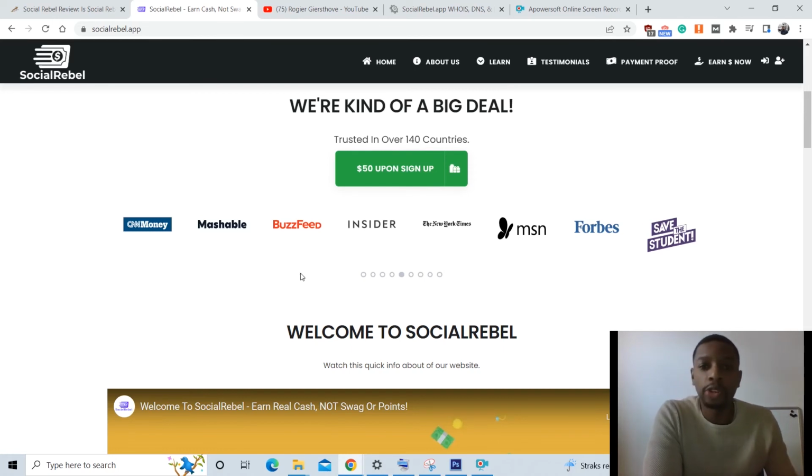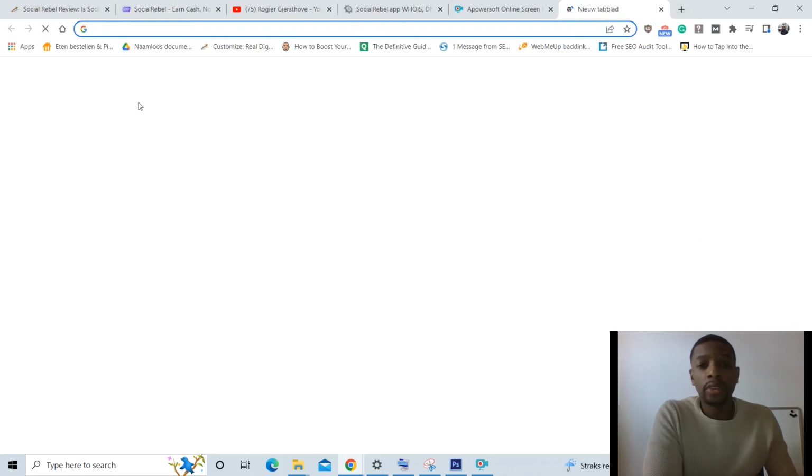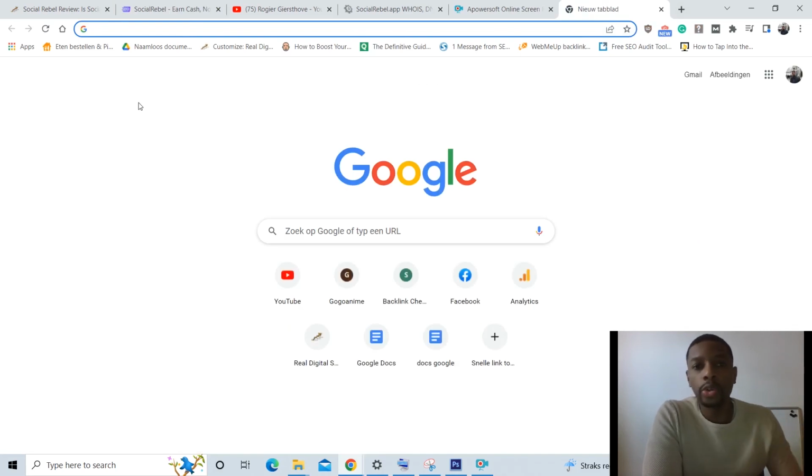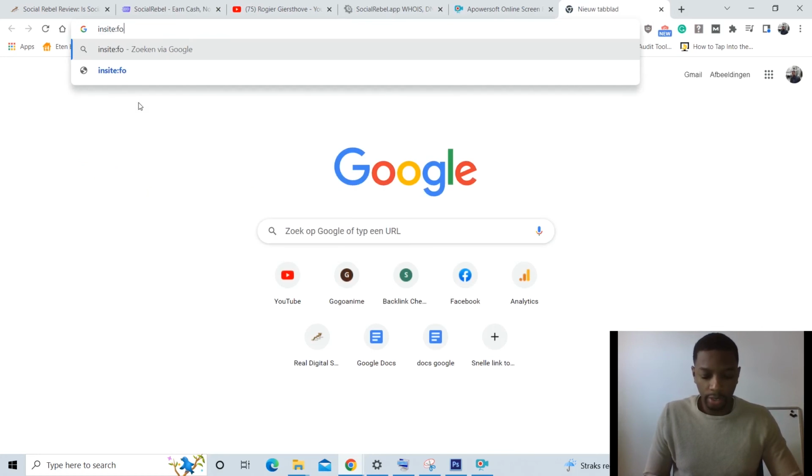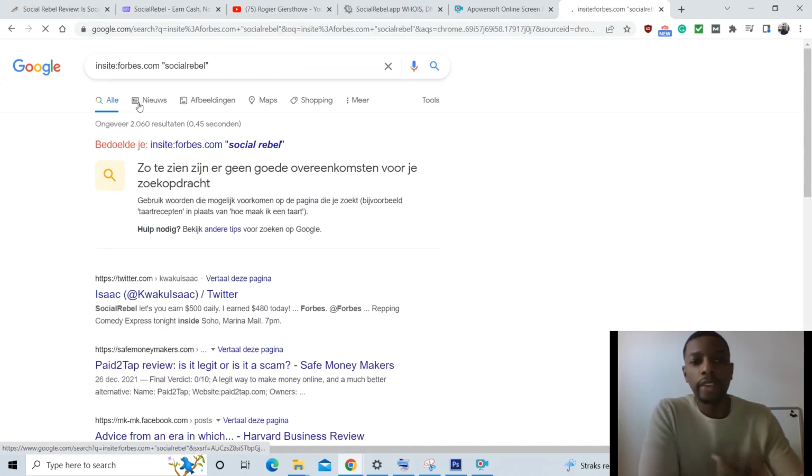For example, let's take the Forbes mention here, since they say they are trusted by Forbes. What we can do is use simple Google operators to determine if something is on a website or not. So, for example, if I put in site:Forbes.com, and then put in Social Rebel, it will show me every time the words Social Rebel are mentioned on the site Forbes.